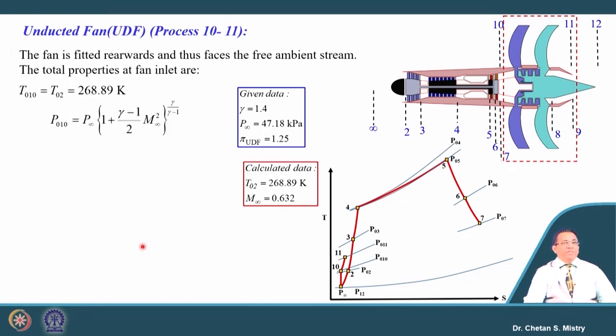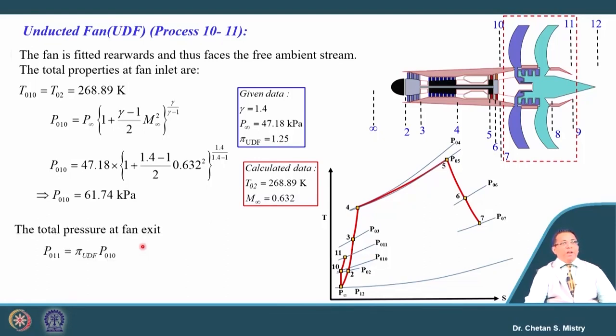Here in this case, the temperature at the entry will be 268.89 Kelvin, and the pressure, which can be calculated based on the Mach number, comes to 61.74 kilopascal. Now, let us look at the outlet pressure from this fan. Since the pressure ratio is given as 1.25, the outlet pressure is 77.18 kilopascal.